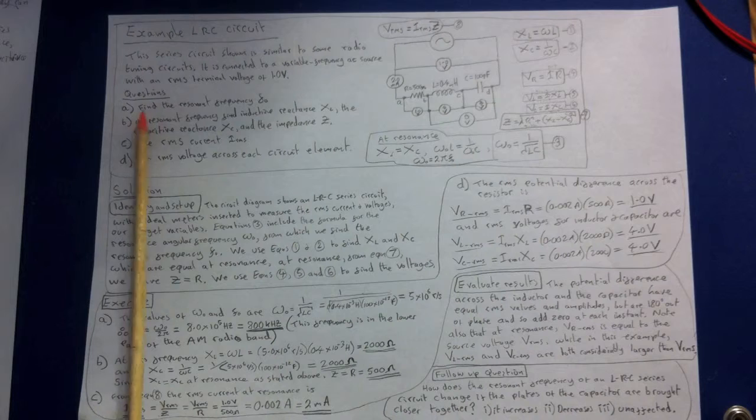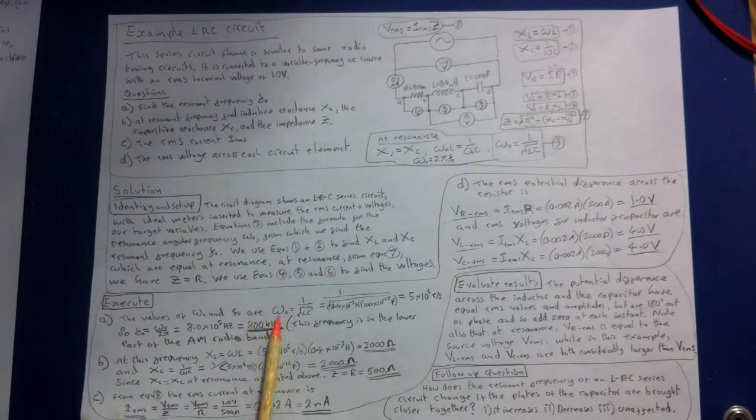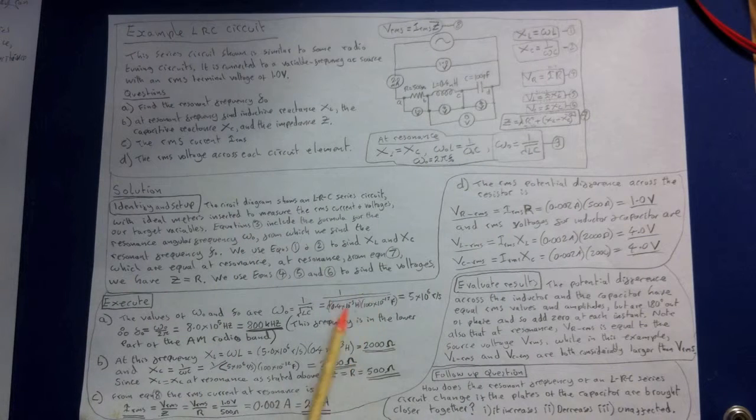So we're going to do A now, find the resonant frequency F0. The value of W0 and F0: W0 equals 1 over the square root of LC, where we've got L and we've got C, they're given to us. So we just plug it into that equation and we get 5 times 10 to the 6 radians per second. Therefore, the resonant frequency F0 equals W0 over 2 pi. Remember, 2 pi F equals W0, so now we can simply get the F0 by dividing the angular frequency by 2 pi. We get 8 times 10 to the 5 hertz, which is 800 kilohertz.